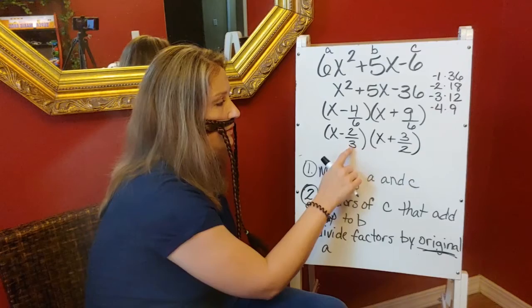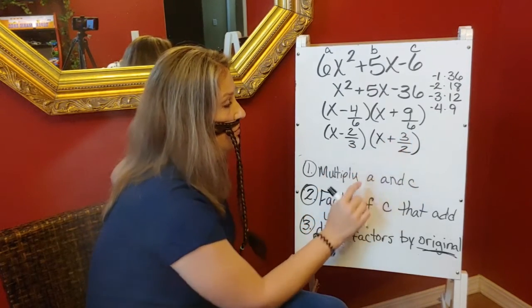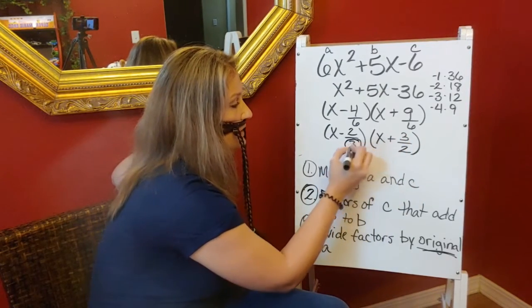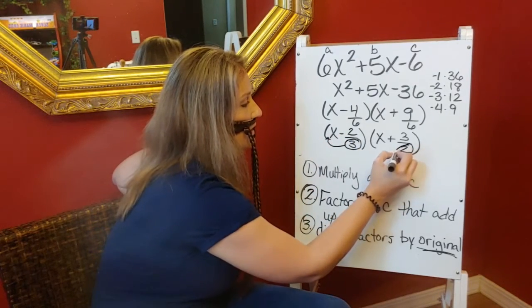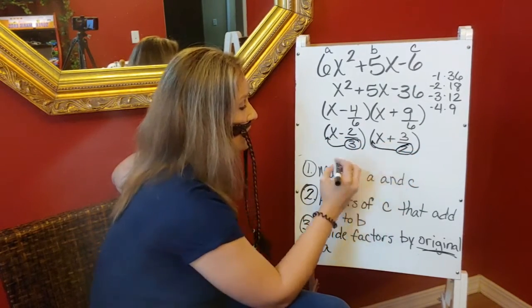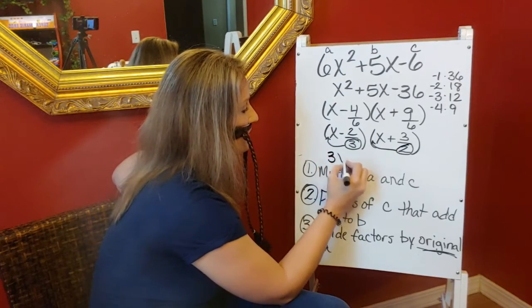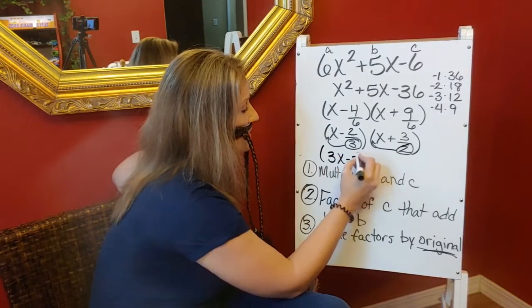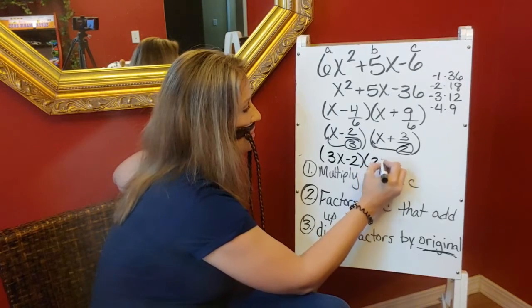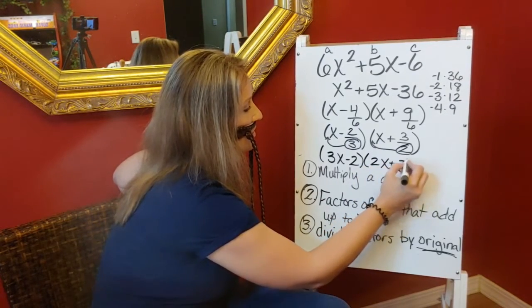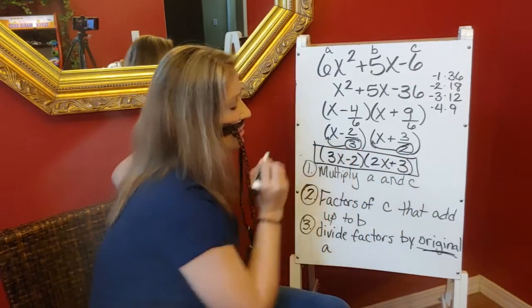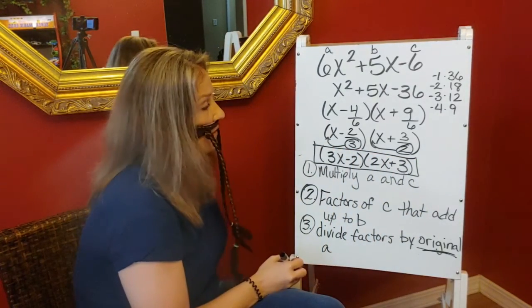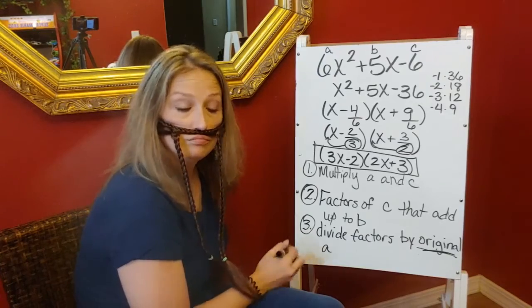Now I can't divide these evenly. 2 will not divide by 3 evenly, and 3 won't divide by 2 evenly. So now I'm going to take this 3 and pull it out to the side, and this 2 and pull it out to the side to give me 3x minus 2 times 2x plus 3. And that ends up being my answer.